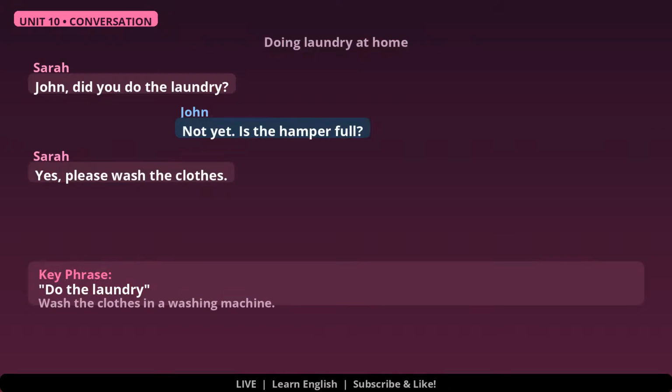Let's practice a conversation. Situation. Doing laundry at home. Sarah says, John, did you do the laundry? John says, not yet. Is the hamper full? Sarah says, yes, please wash the clothes. The key phrase is, do the laundry. It means, wash the clothes in a washing machine.